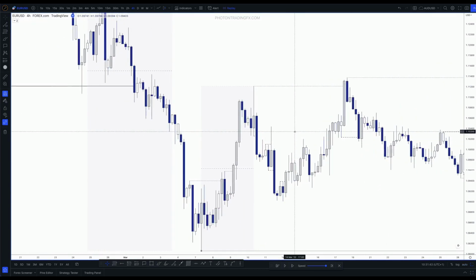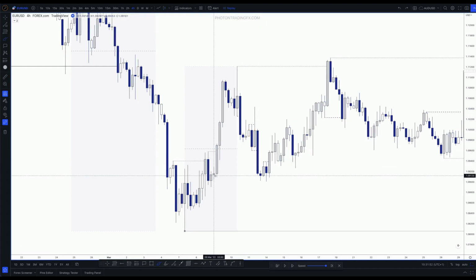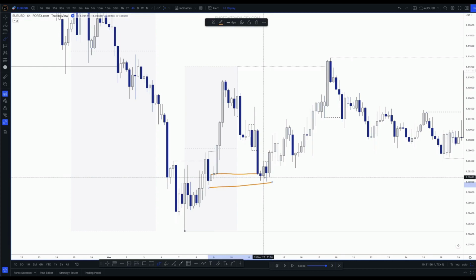All right, we spoke about this in the walkthrough. It wasn't really that convincing of a change of character, right? It came up, literally just spiked and closed back down. There was no real follow through, and then we came down lower, more into discount pricing, getting into a nice level here. We'll talk about this in later lessons. Nice demand zone in the discount.